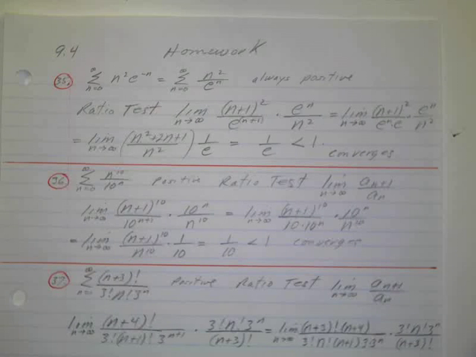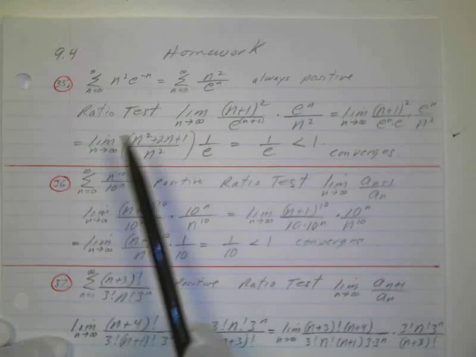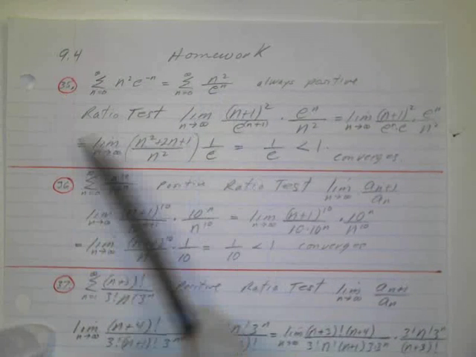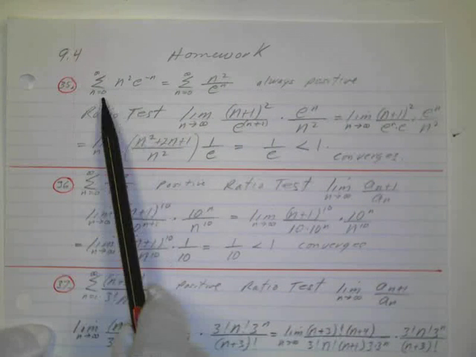Okay, here's some more problems from 9.4. This is number 35. I was going to use a ratio test on this one. I didn't see anything else that caught my fancy, and the ratio test is always a nice safe one. I think I use that on a lot of these. And these are always positive, so I don't have to worry about absolute values.